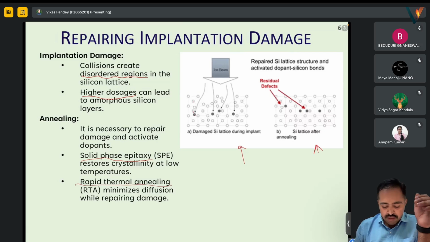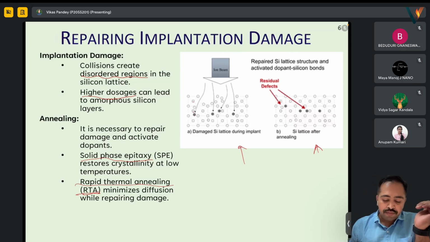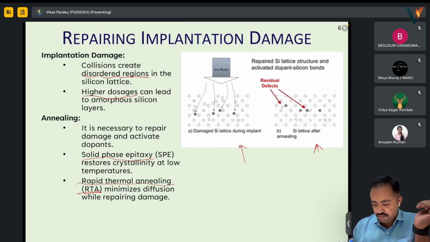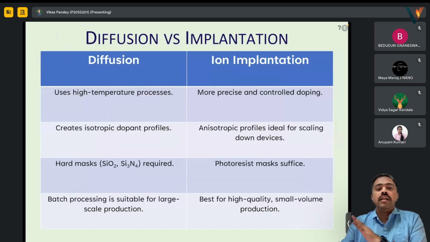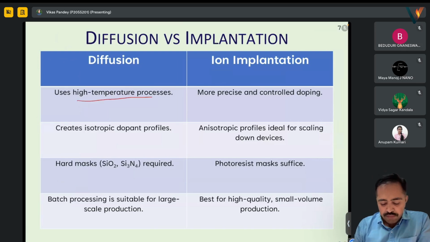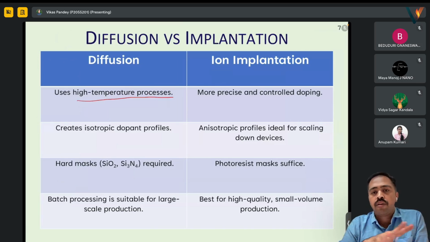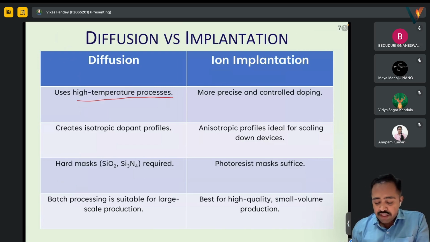So RTA is one of the most common ways how diffusion or this ion implantation damage can be repaired. So let's see a comparison between diffusion and ion implantation. These are the two types we had seen. Diffusion is a high temperature process, whereas ion implantation is a low temperature, or we can say room temperature process, and ion implantation is more precise and controlled.